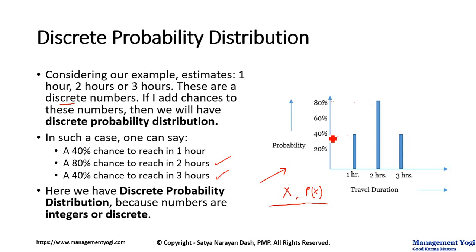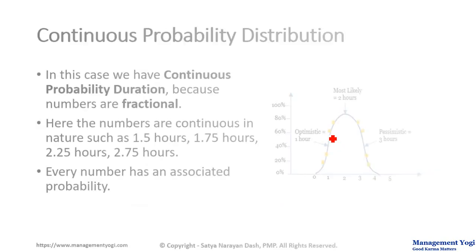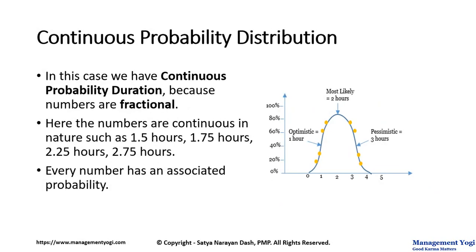Now immediately you will be thinking, is it possible that I can have 1.5 hours or 2.5 hours or 1.75 hours? Yes, it is possible. In that case, we will have continuous probability distribution, because we have numbers which are fractional. So here the representation again, X, that is the random variable, in the x-axis, the Px, or the probability, in the y-axis, and the numbers here are in continuous nature, such as 1.5 hours, 1.75 hours, 2.25 hours, 2.5 hours, 2.75 hours. You can have any number of values between 1 hour to 3 hours.